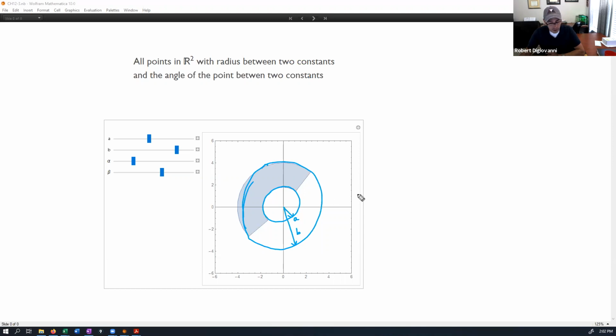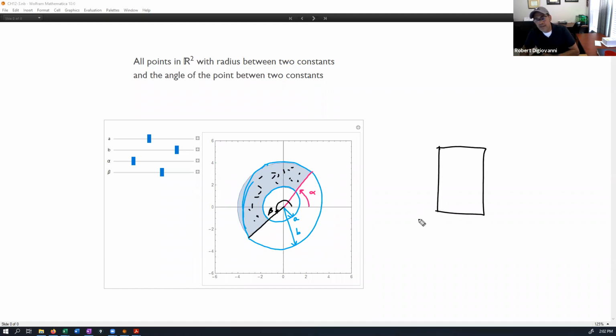And then as far as angles, well, all the points are between this angle, this right here, which is alpha, and this angle here, which is beta. So every point that lies in this region has an R between A and B and an angle between alpha and beta. Make sense? So that's what a rectangle looks like in polar coordinates. It doesn't look like your standard rectangle, right? A Cartesian rectangle looks like that. This is what a polar rectangle is.